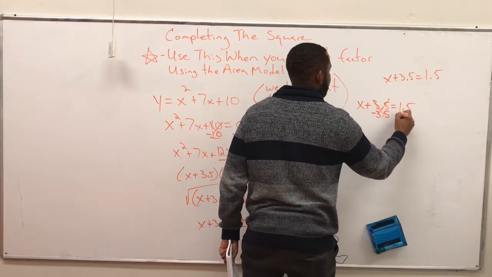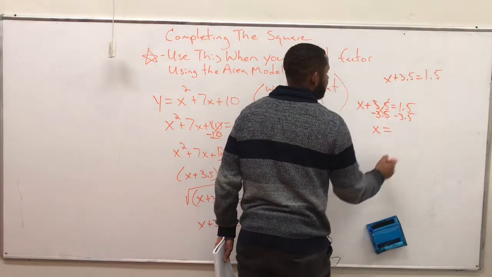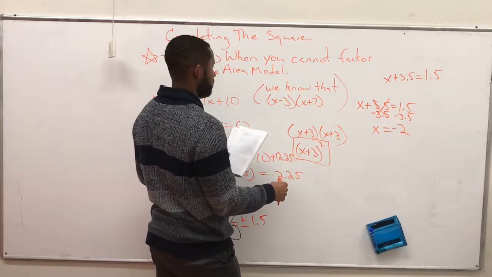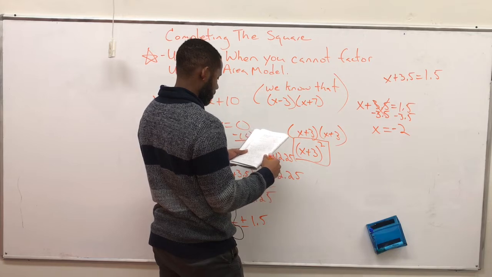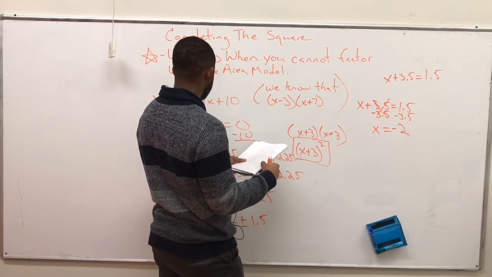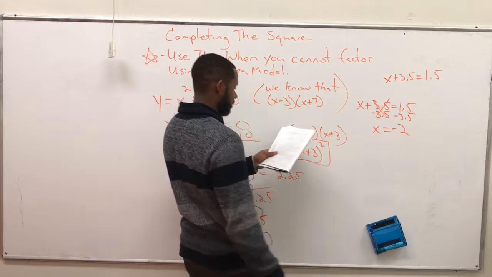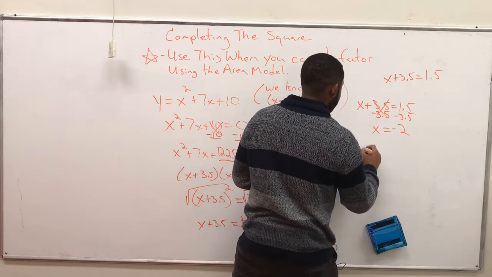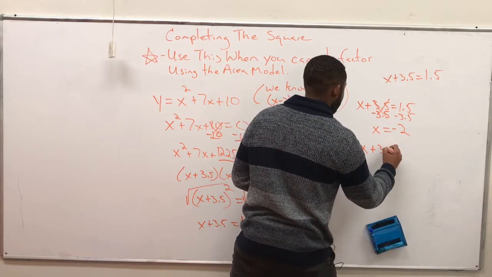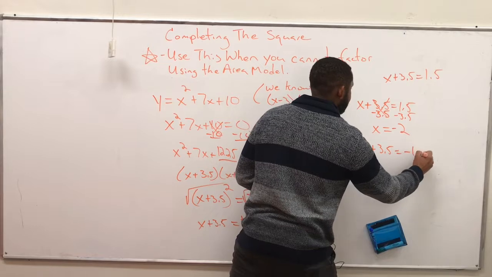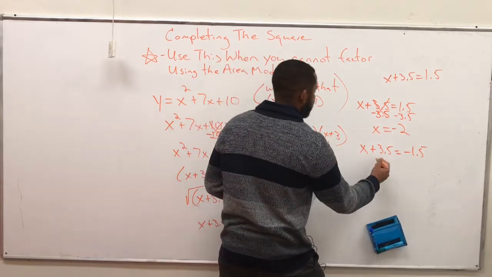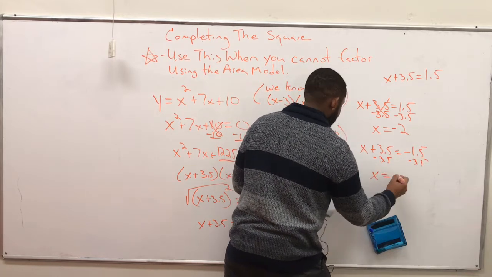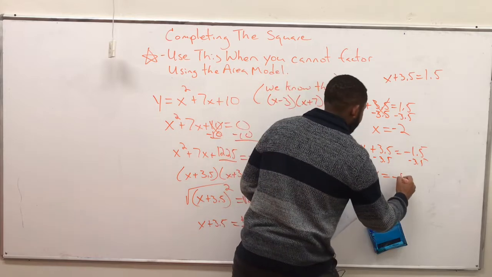x plus 3.5 equals 1.5. Minus 3.5 on both sides. x equals 1.5 minus 3.5, which is negative 2. Is that right? Yep. Negative 2, 0. Oh, those are wrong. I need to change those. And then on this one, x plus 3.5 equals negative 1.5. Minus 3.5 on both sides, x equals negative 5.